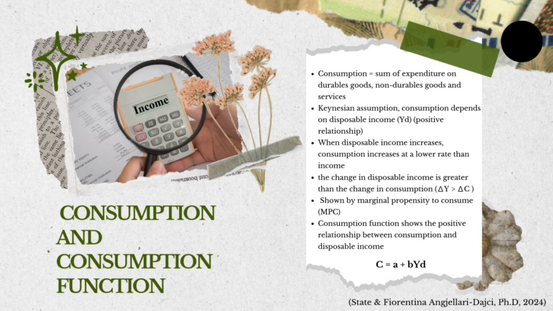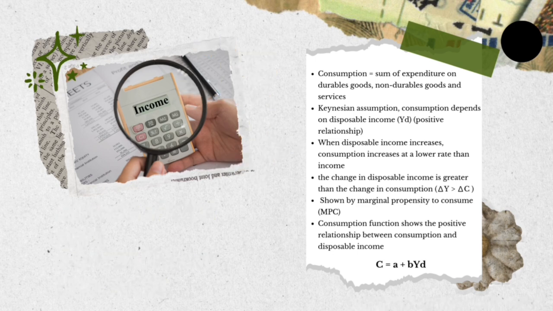Based on Keynes' assumption, consumption depends on disposable income, which is YD, and consumption and disposable income have a positive relationship. When disposable income increases, consumption also will increase but at a lower rate than income. The change in consumption relative to the change in disposable income is shown by the marginal propensity to consume or MPC. A consumption function, C is equal to A plus B YD, shows a positive relationship between C and YD.